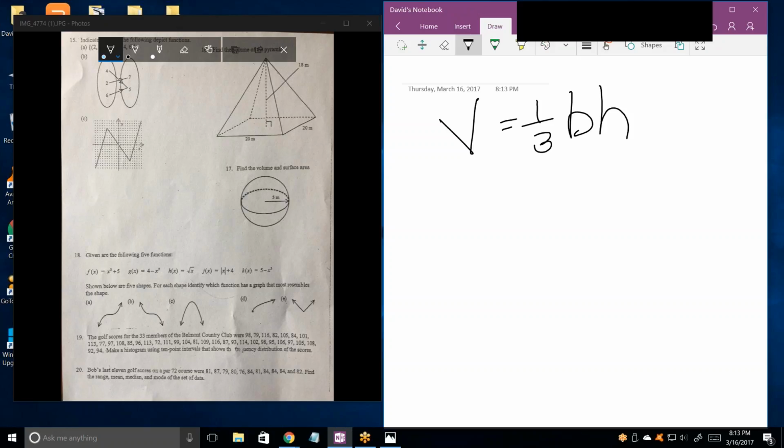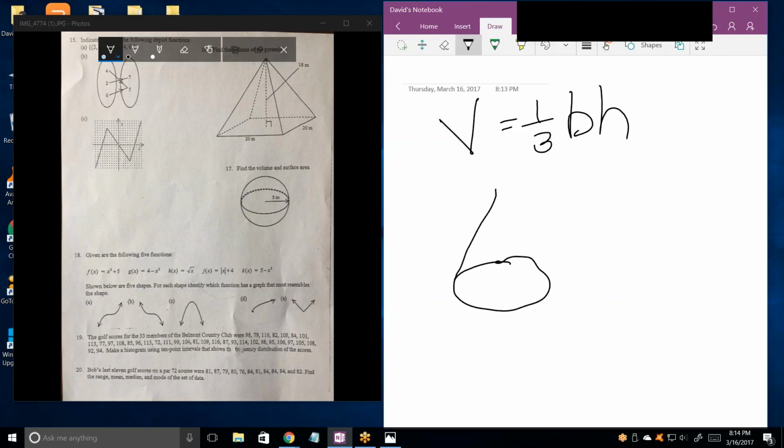If it was a square all the way up, then it would just be base times height for the volume. In other words, if it was a rectangular brick, which is what I call a rectangular solid. Okay? So whenever it goes to a point, it's always 1/3, and that includes a cone.